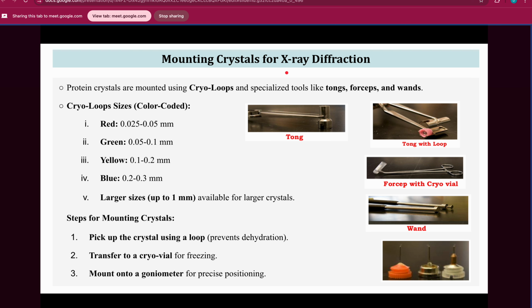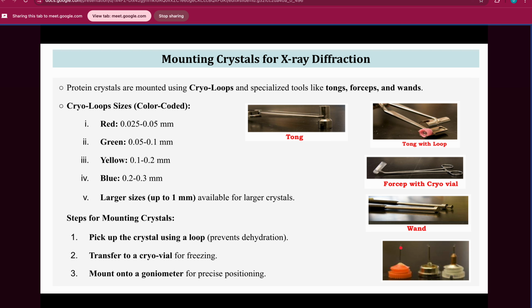Now we will talk about the different tools which we generally use to mount these crystals for X-ray diffraction. Protein crystals are mounted using cryo loops. In this case, this is the forceps with the cryo vial, and then there are specific tools like tongs. These are the tools which are helpful to pick up these loops. They are called loops because at their terminal they fold like a loop. This loop-like structure will be able to pick up the crystals.